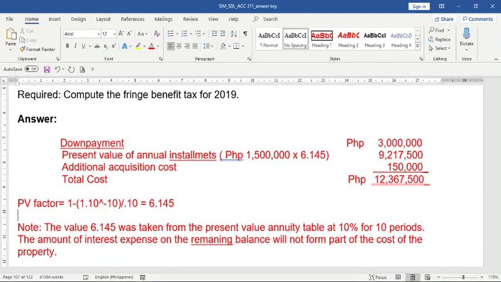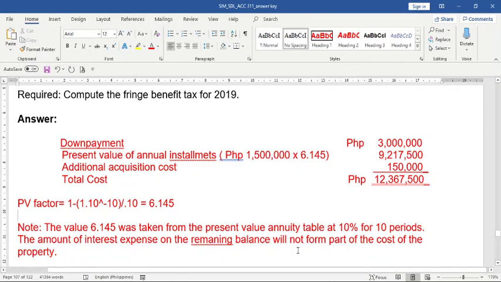If you don't arrive at it, maybe your calculation or computation is wrong. Try 1.10 raised to negative 10, minus 1. I don't have my scientific calculator here. Okay.